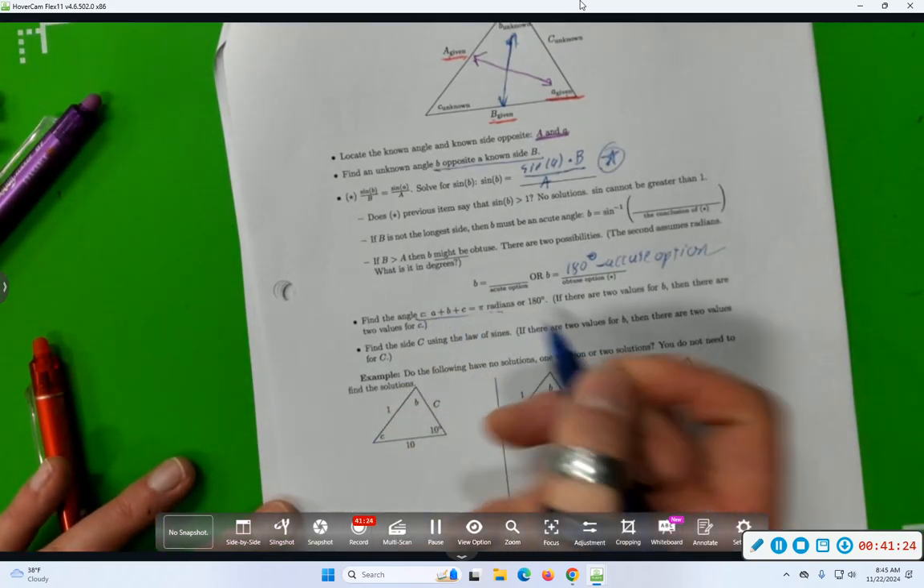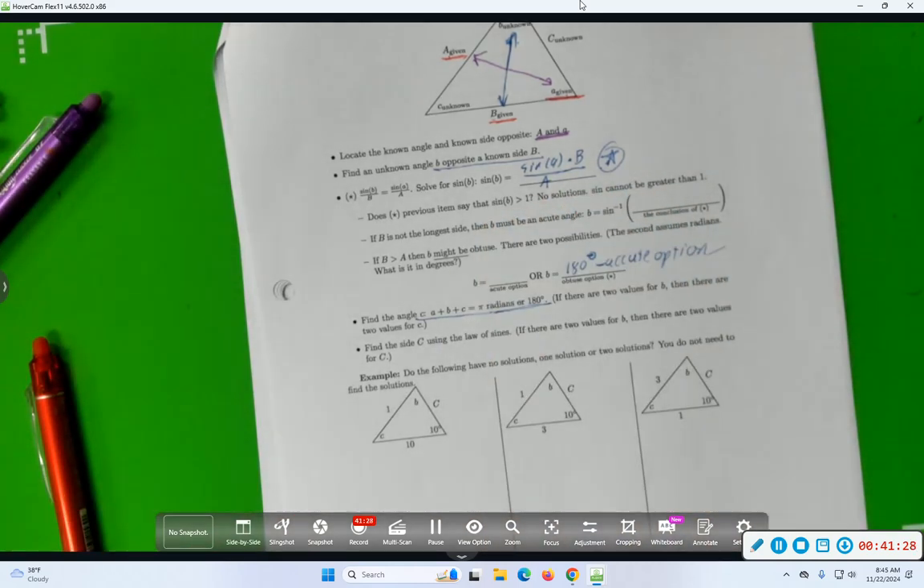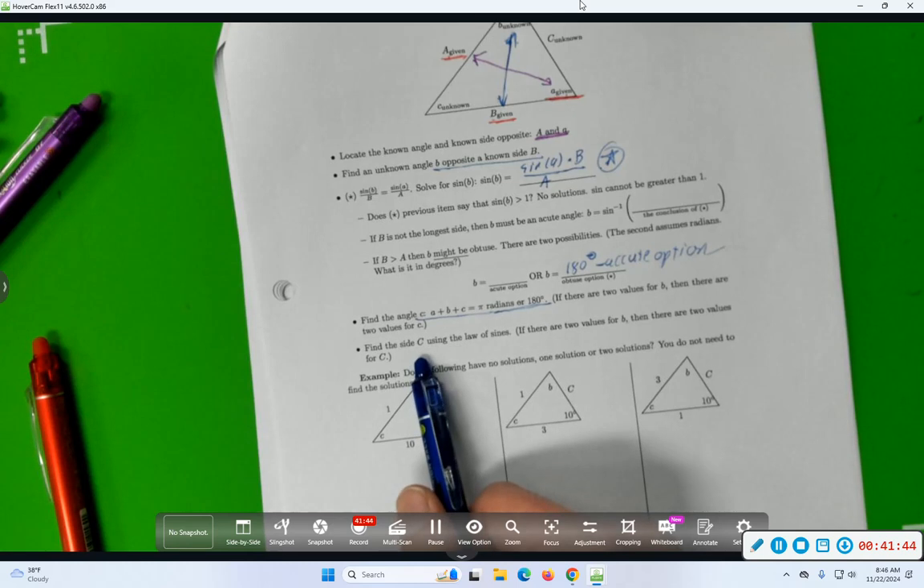Find the remaining missing angle. A plus B plus C will be pi radians, or 180 degrees. All of the examples today were in degrees, I think. But could we have done all of these examples in radians instead? Yeah, so just be aware. Then find the side length C using the law of sines.